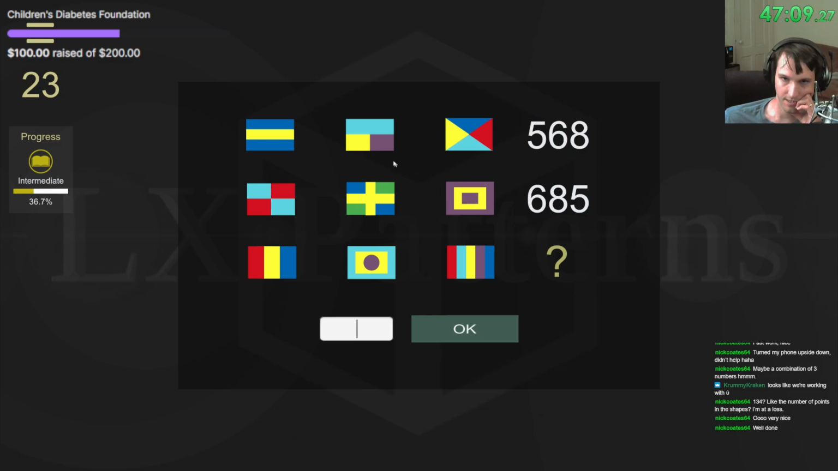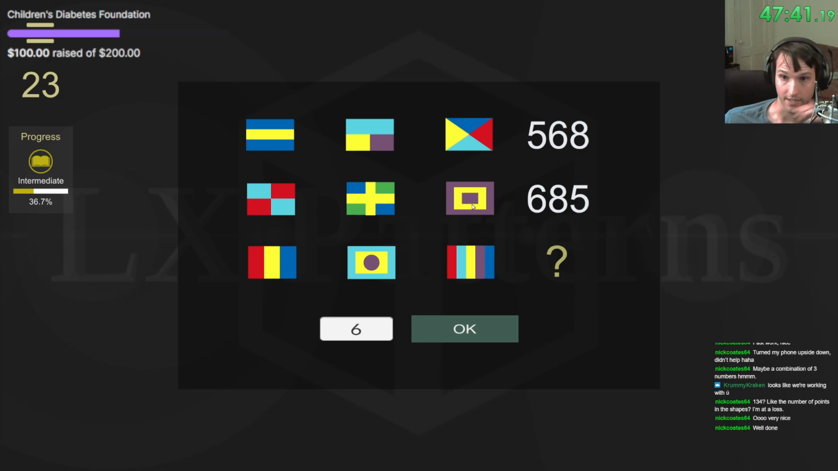If purple is 1 and yellow is 3, light blue is 2 and red is 1. Right? Purple's 1 and yellow's 3. That means dark blue is 1. I'm gonna say the middle one's 6, because it's the same colors.